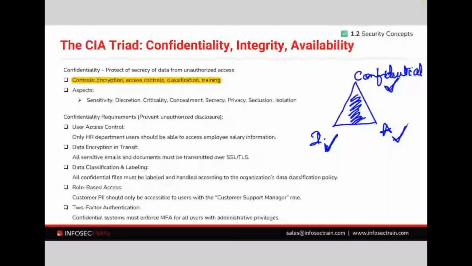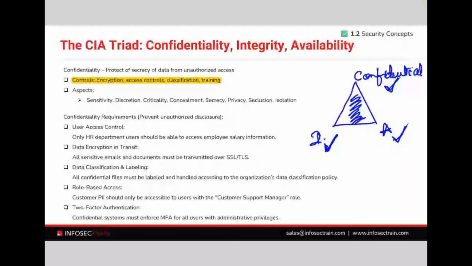And then there are certain aspects of confidentiality like sensitivity, discretion, criticality, concealment, secrecy, privacy, seclusion, isolation. Sensitivity means you need to know how sensitive a particular data item is. Like I told you, name, phone number, and banking password: the banking password is the most sensitive, so you need to be able to identify that. These are the various concepts within confidentiality which you need to consider.